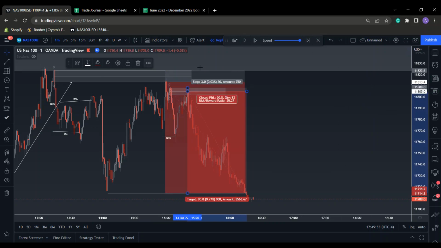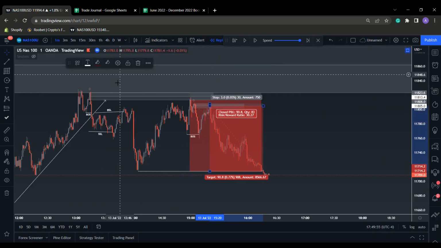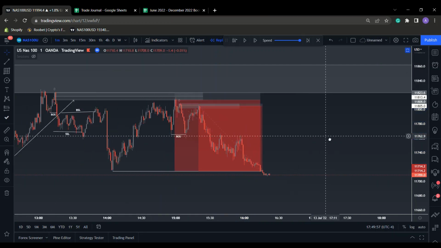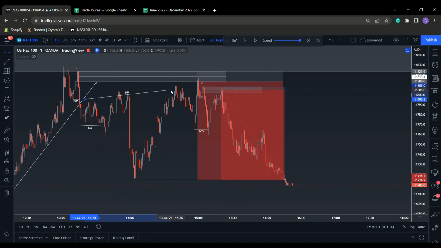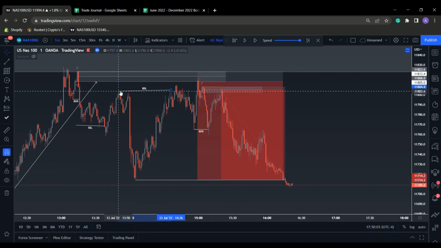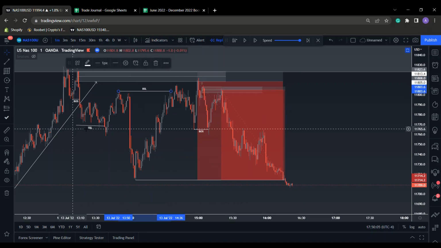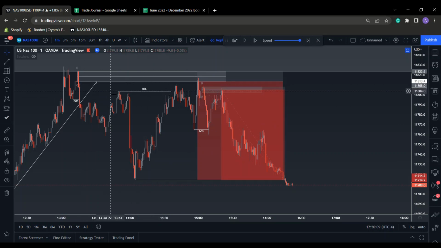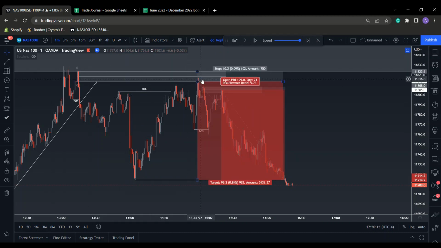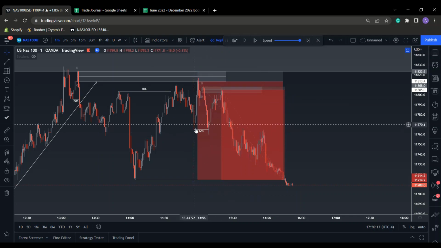I didn't enter on this big supply off the 15 minutes just because I didn't like it. This is what I needed to see, and as you can see, this was more buy side liquidity. And look what happened. Price completely took out all these sellers right here, selling from this point, comes back into our zone, dumps.